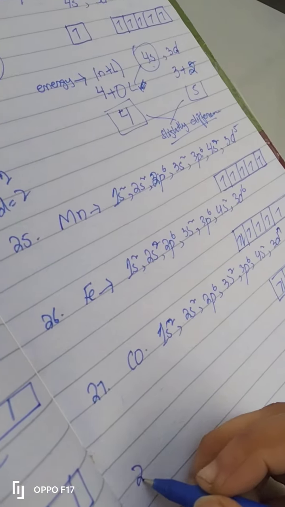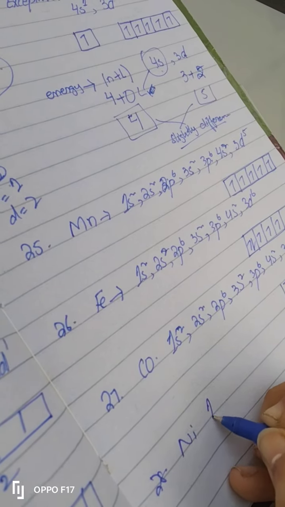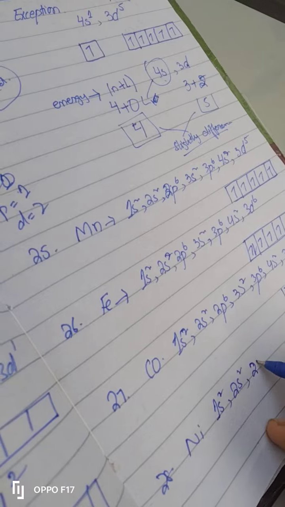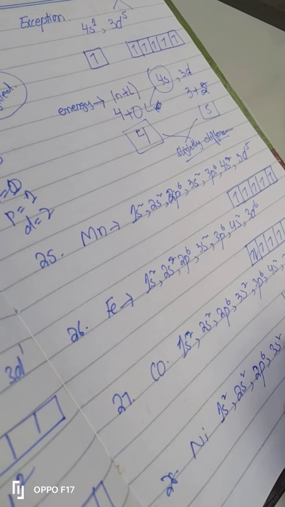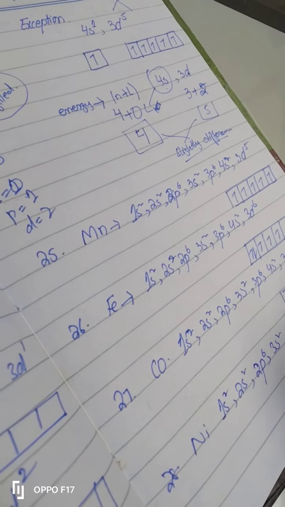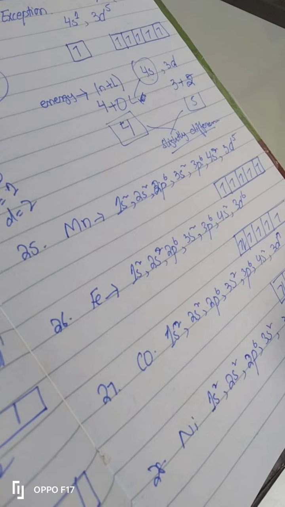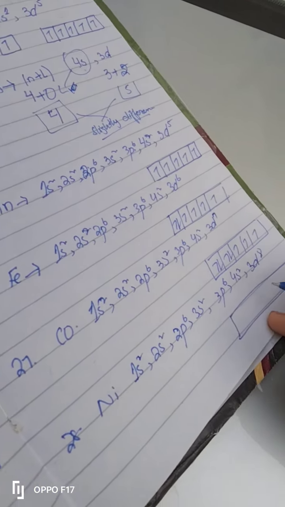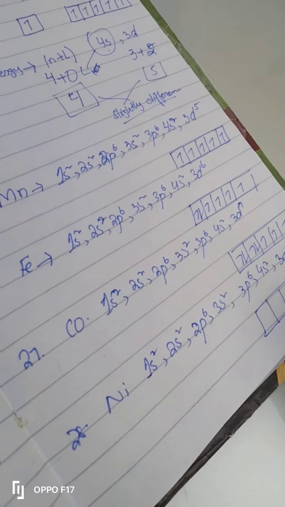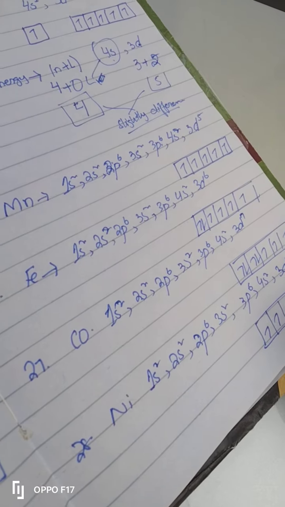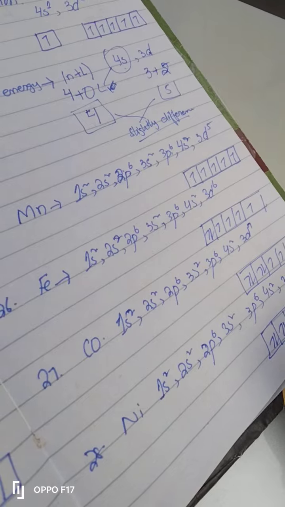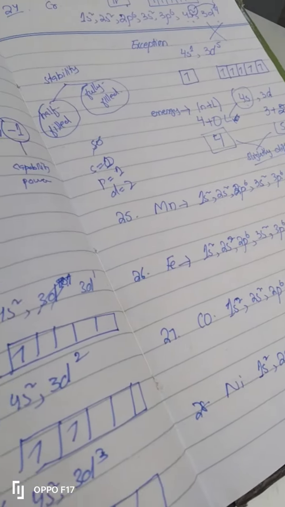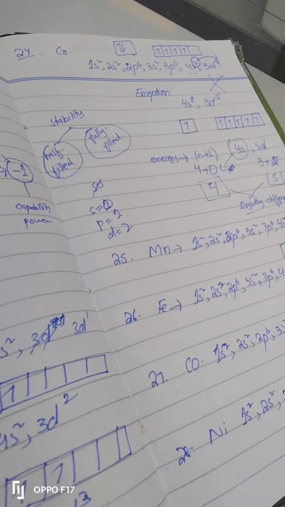Now let's talk about nickel, right? 1s2, 2s2, 2p6, 3s2, 3p6, 4s2, 3d8. Let's make the orbitals, right? 1, 2, 3, 4, 5, 6, 7, 8, right? So now let's talk about the exception, which is in copper.